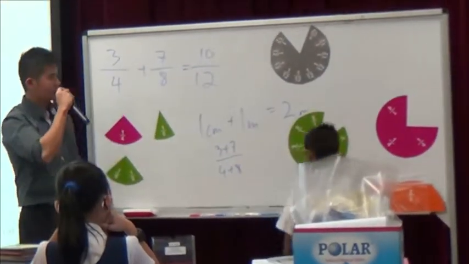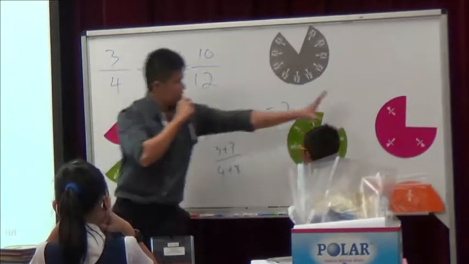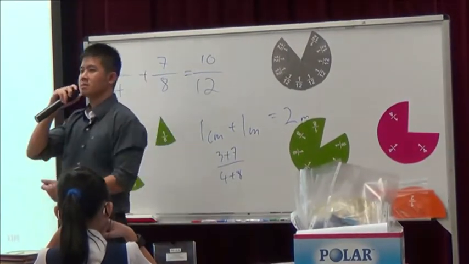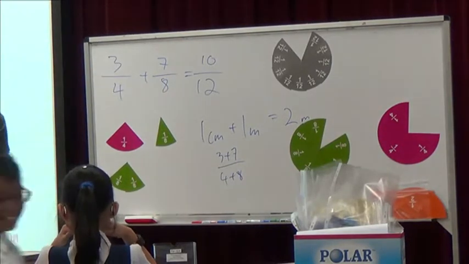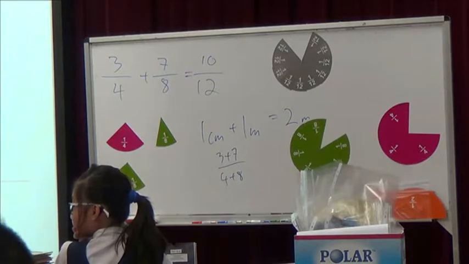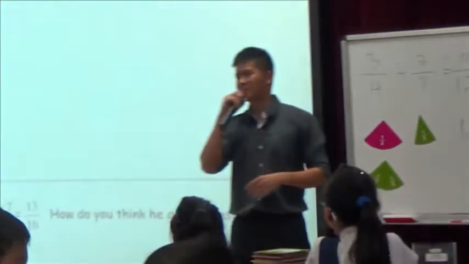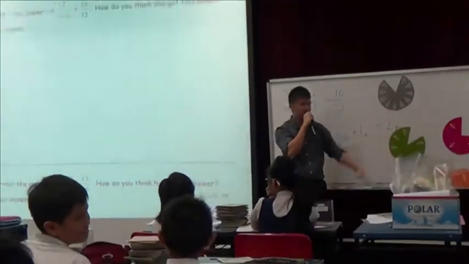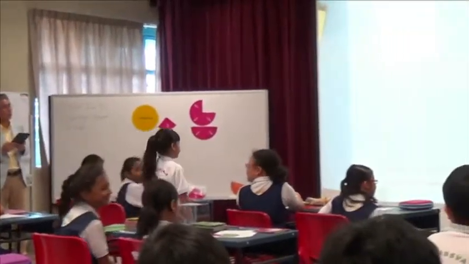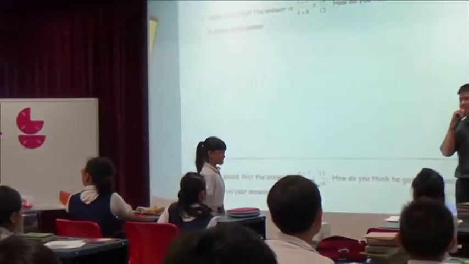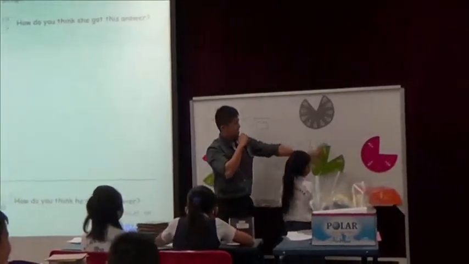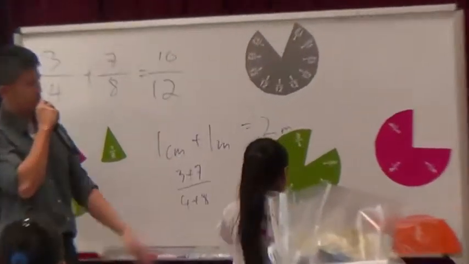Okay, now I want somebody to add these two fractions up. Okay, Alpha, you may sit down. Who wants to try adding them up? Anybody? Sophie, come. You shake your head, come. Show me how you add these two fractions up. So that's what the problem is asking you, right? 3/4 plus 7/8. Come on, smile. Show me how you add them up.